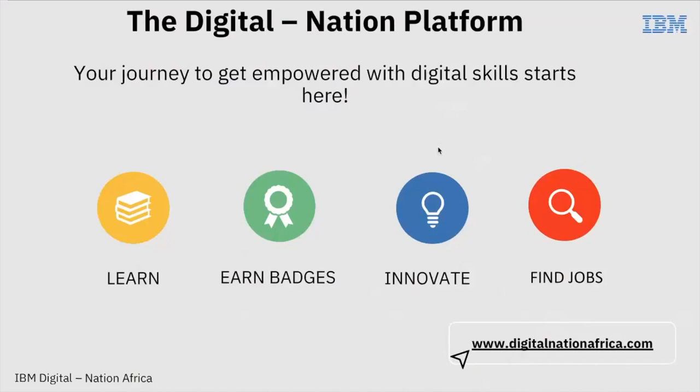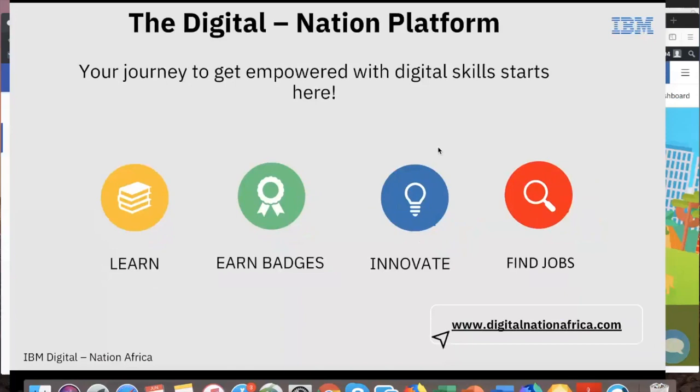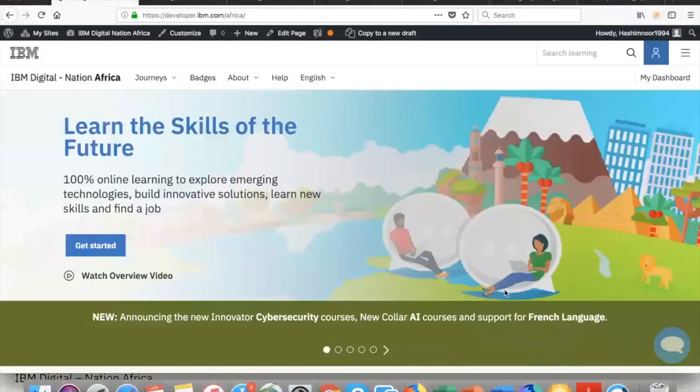We also have a wide range of project-based hands-on courses which will enable you to start building innovative solutions using the latest emerging technologies. Last but not the least, you can find jobs using the IBM Digital Nation Africa platform as well. Our job advisor tool, which is powered by IBM Watson, will help you search for jobs which is most suited for you according to your skill set. It will also help you perform a skill gap analysis and then recommend courses to you which will help you further develop your skills. Now, with that being said, let me actually take you to the website of the IBM Digital Nation Africa platform and show you what it actually looks like.